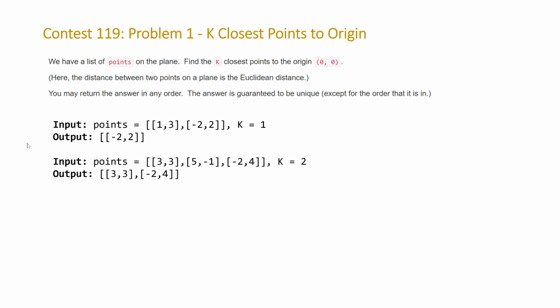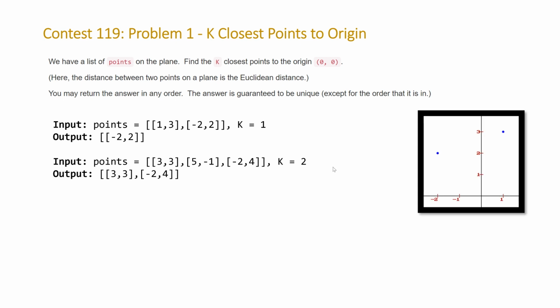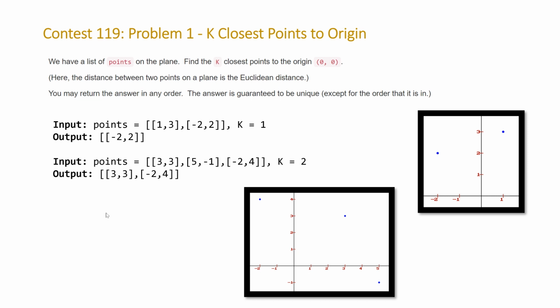So if we take a look at both of these examples visually, the first one looks as follows. So here is our point -2, 2, and here is our point 1, 3. So if we calculate the distances to the origin, we're going to end up with root 8 for this point and root 10 for this point. So this one has a smaller distance to the origin, so we're going to return this one, which is what the answer says. And for this second example, we're returning 2 points and it gives us 3. If we graph this, it looks as follows, and we're going to end up calculating the distances and returning 3, 3 and -2, 4, the point over here.